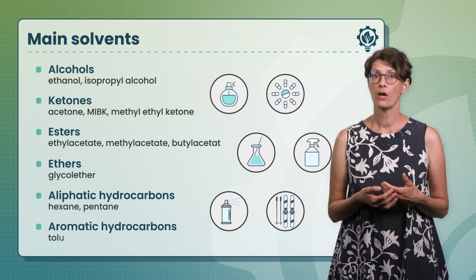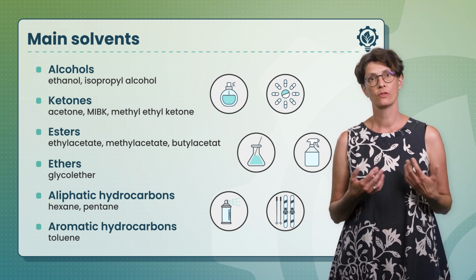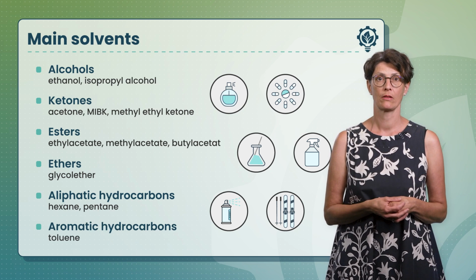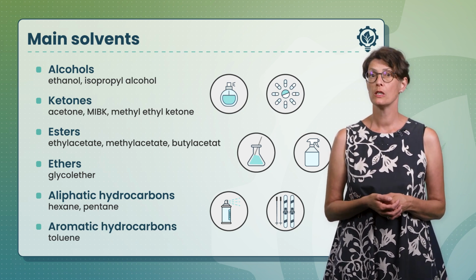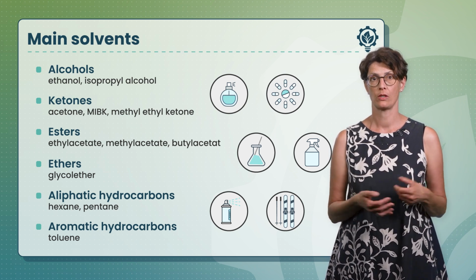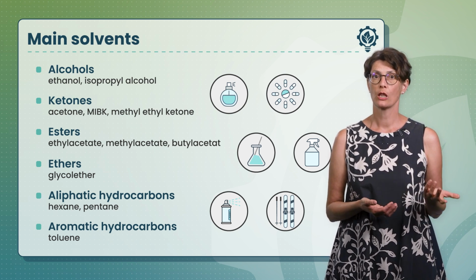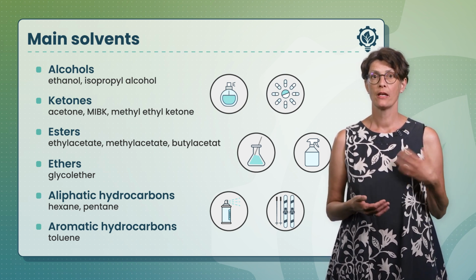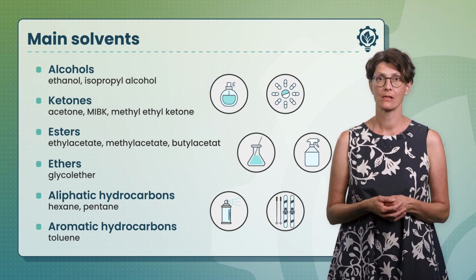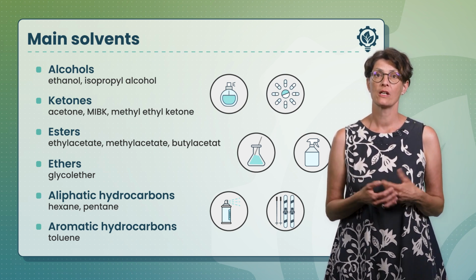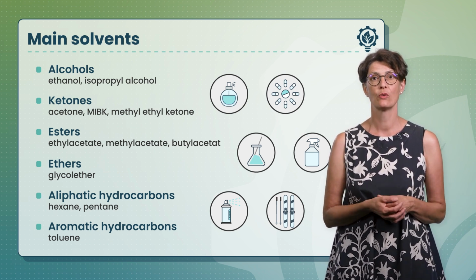Aromatic hydrocarbons are used in paints, lacquers, inks, adhesives, rubber, and cleaning agents. By far the largest proportion of solvents is used in paintings and coatings. Due to the REACH regulation, which in long means registration, evaluation, authorization, and restriction of chemicals, halogenated solvents are not named here, as they are anyhow prohibited in the European Union.